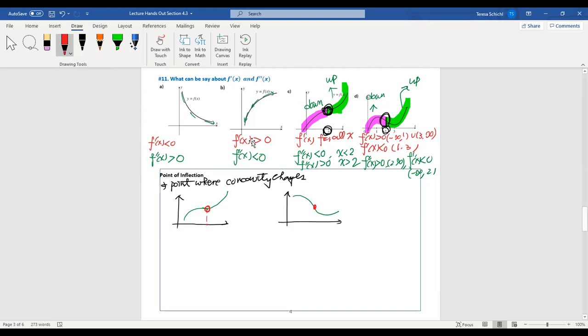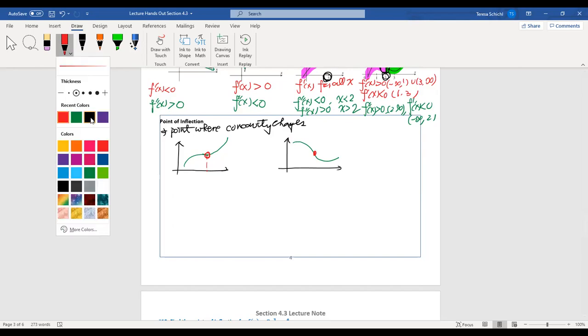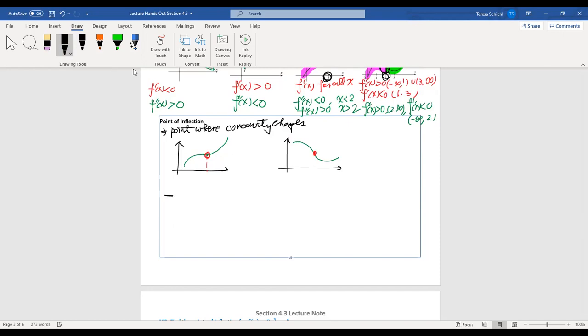All right, so that's what is called the point of inflection from the graph point of view. So now how do you find it? Remember, we take the first derivative, right? We set the first derivative equal to 0, and you find a critical point. So how do I find the points of inflection here? We have two ways to find it.